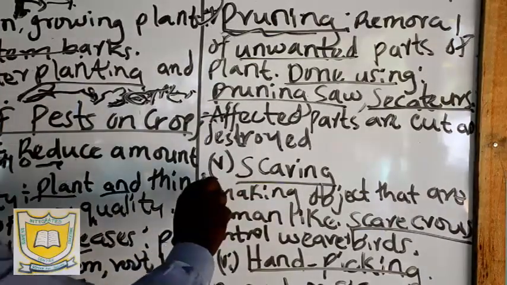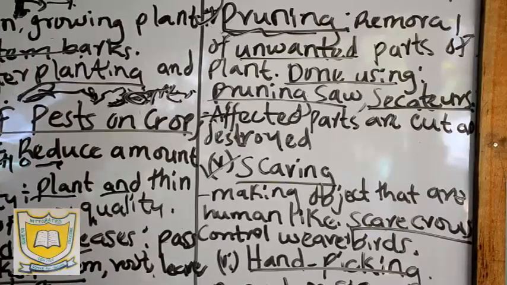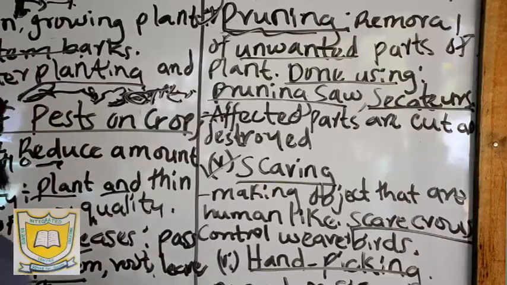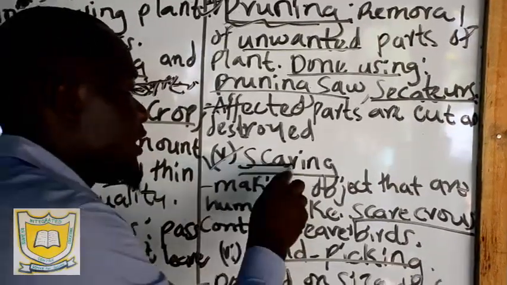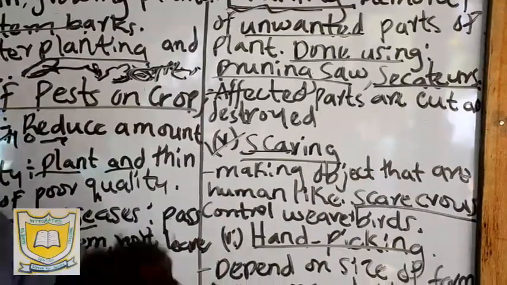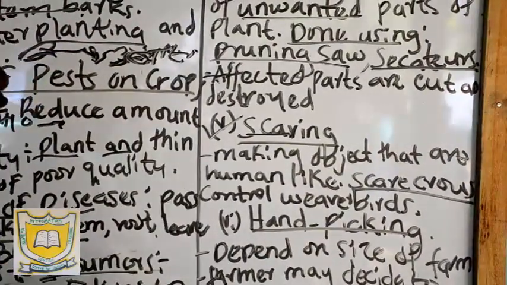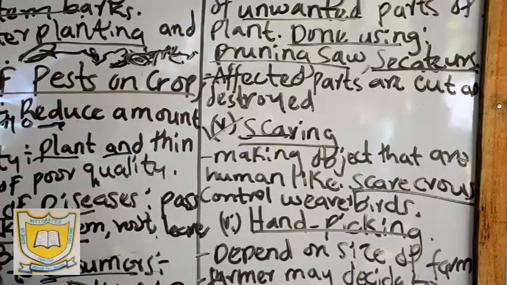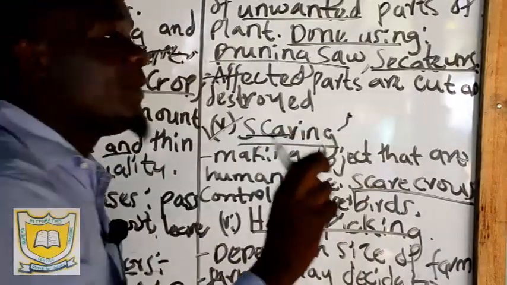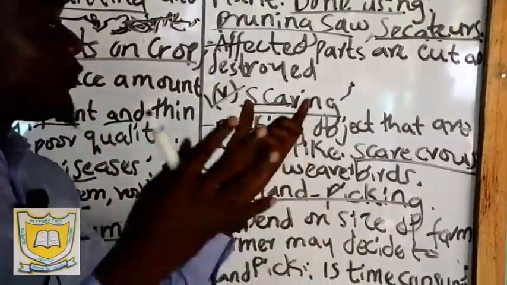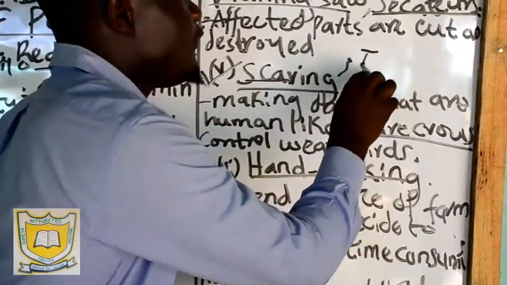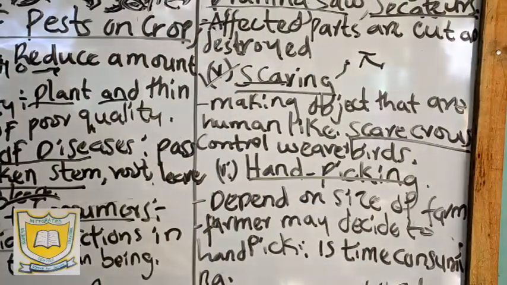Now, number five, under the ways in which we can control pests is by scaring. From the word scare, it means you use something that can scare away some pests. We talked about weaver birds. Now here, in the use of scaring, we make some things that look like a human being.